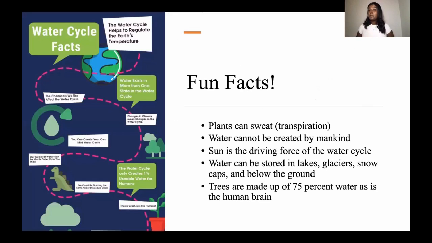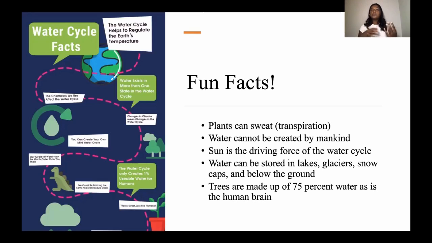So water cannot be made by mankind. So you know how I told you we have a certain amount of water on Earth? That is all the water we get. We cannot make water. That's just how it is. And that water gets recycled and reused. And that's why we say it's important for us to save water. That's why they say turn the tap off when you're not using it, or fix a leaking tap. That is why.